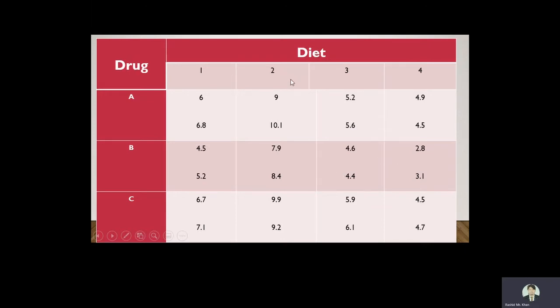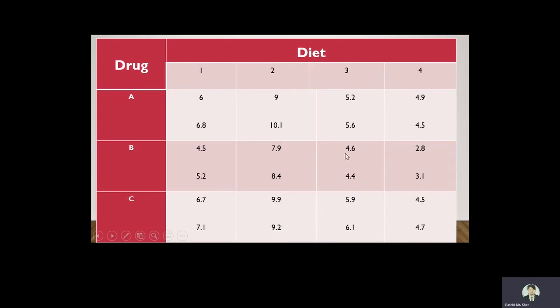So we have two categorical variables, that's diet and drug. Here drug A and diet 1 provide a result 6, and drug A and diet 1 provide a second result, that's 6.8, and drug A and diet 2 provide a result 9, and drug A and diet 2 provide a second result, that is 10.1. So these are the continuous variable data set, and these are the two categorical variables, that's drug and diet.